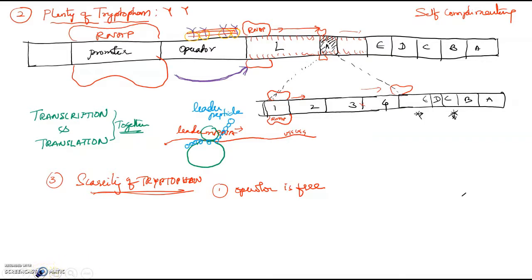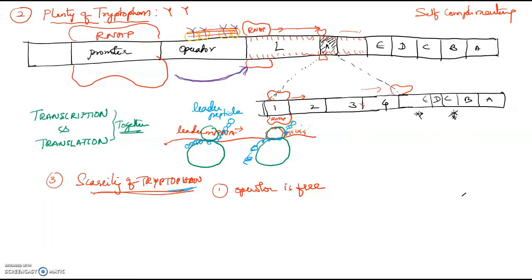when the ribosome will come here, wrong color. When the ribosome will come here, it will get hindered. Okay, it will get hindered. Why? Because there is no tryptophan.